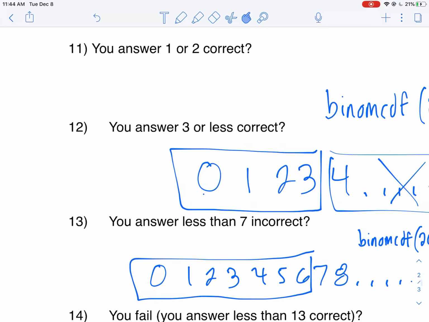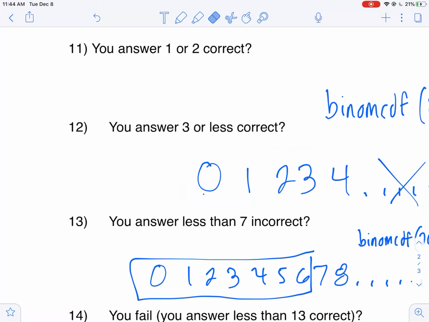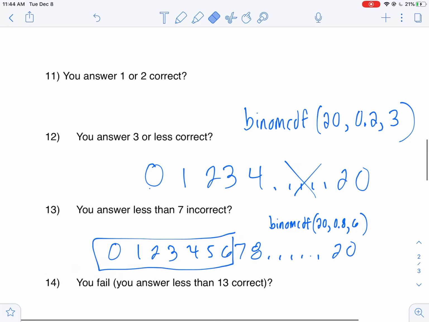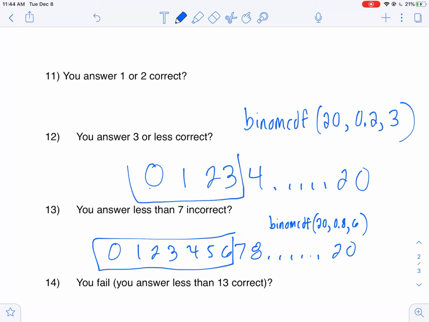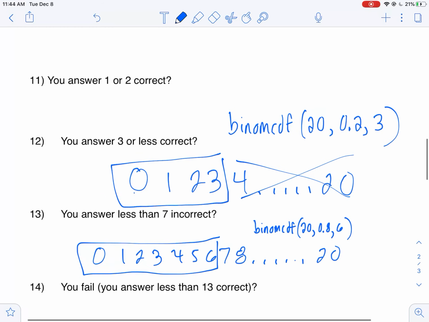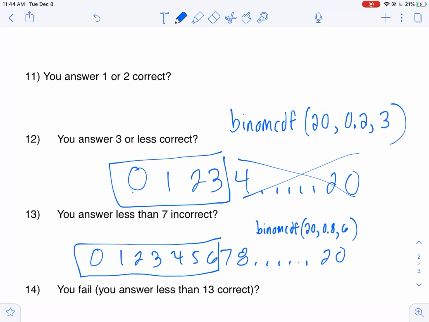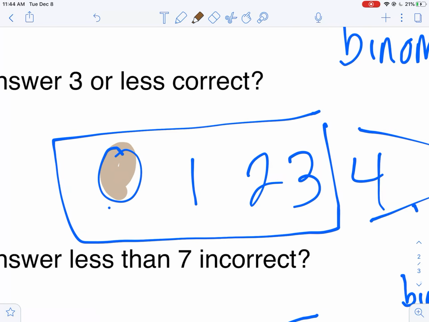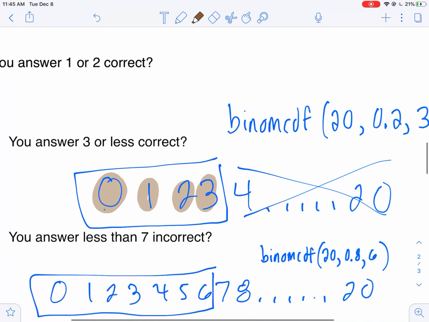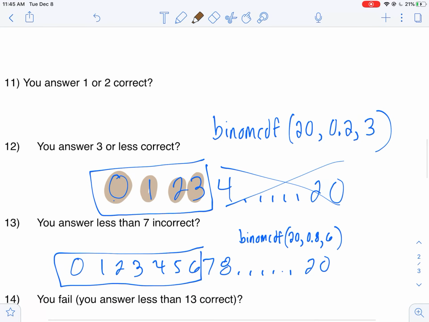Now in this case, it says answer 3 or less correct. So what I did was I went 0, 1, 2, 3, up to whatever I needed, and then I could go all the way up to 20. And I think, what do I need? I need 3 or less. So that could be 3, 2, 1, or 0. And I don't need these. So I did go with binomcdf. Why? Because binomcdf says, okay, we'll start at 0, and we'll go all the way up to the number you give us, which in this case was 3. That's the way I did it.